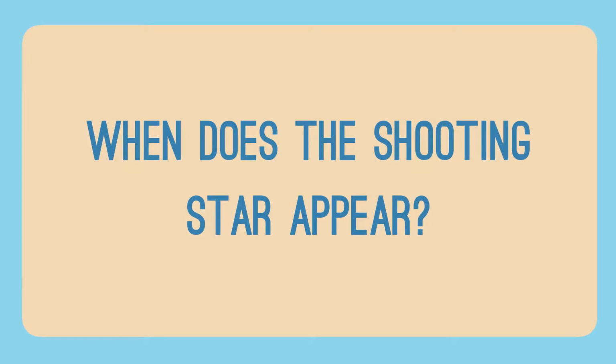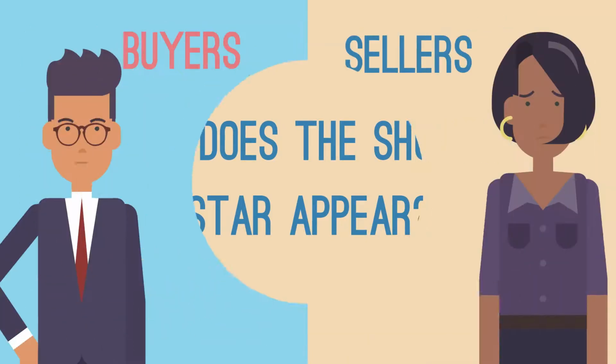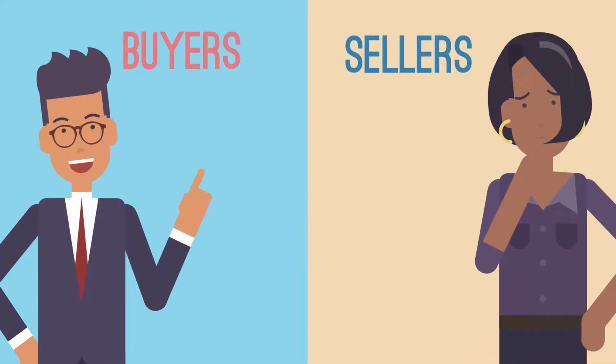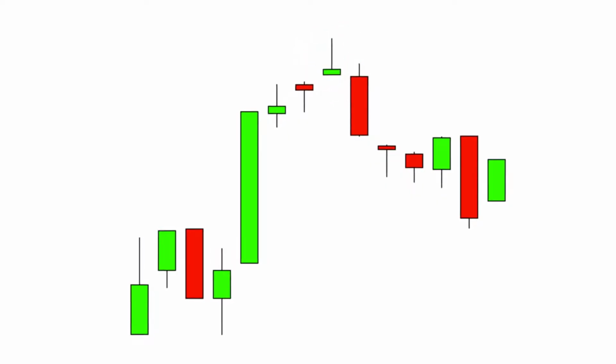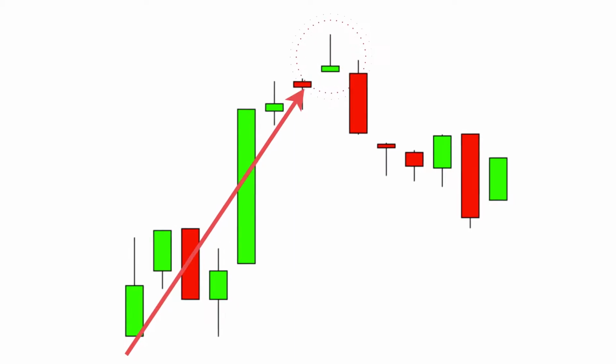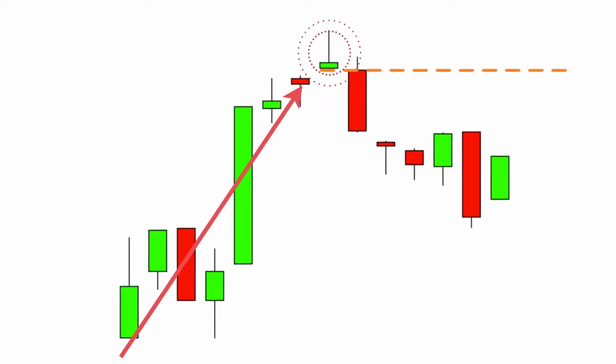When does the shooting star appear? When the market opens, the buyers attempt to push prices higher. However, the sellers will react to create huge selling pressure to push it down. In other words, it occurs when an asset's market price is pushed up quite significantly, but then rejected and closed near the opening price.